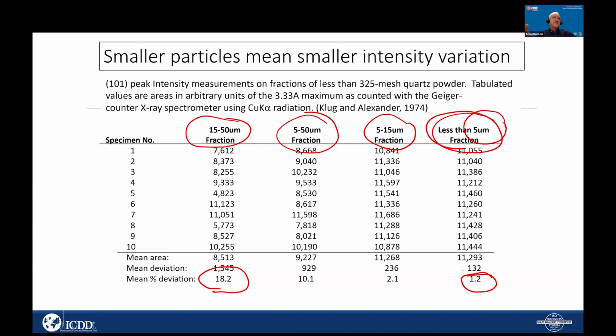So that experiment I showed earlier where we took a KCl aluminum oxide mix and had people take a look at that, that's something else you could do in your laboratory with a mixture to see what's the reproducibility of my peak intensities if I wanted to do quantitative analysis.